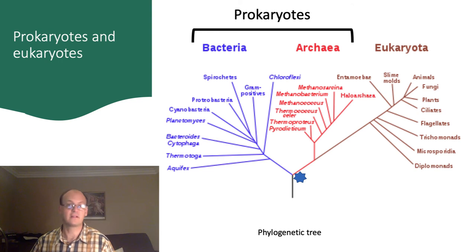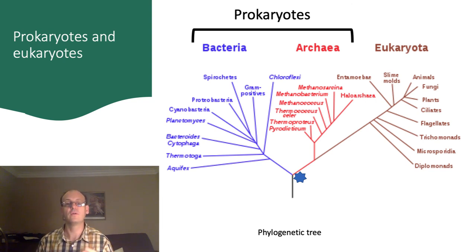Before we look at cellular components in more detail, I want to take a moment to look at the difference between prokaryotes and eukaryotes. This type of diagram is called a phylogenetic tree. It shows basically a hypothesis of how different organisms are related to one another. To read it, start at the root of the tree.